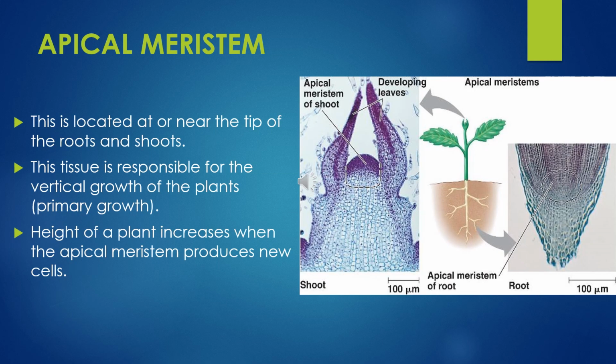Apical meristem. This is located at or near the tip of the roots and shoots. This tissue is responsible for the vertical growth of the plants, which is known as primary growth. Height of a plant increases when the apical meristem produces new cells.